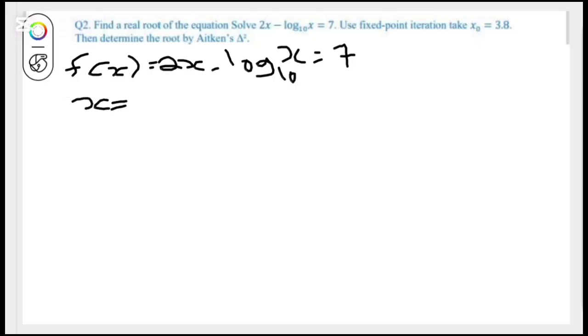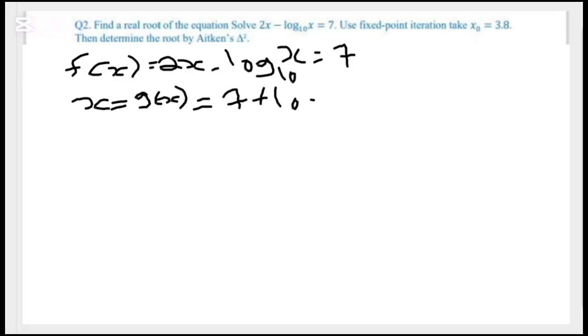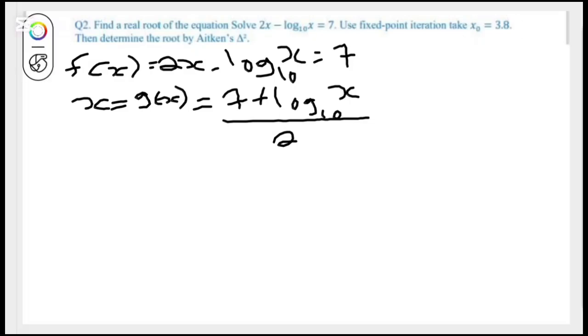So I will say g of x will now be equal to 7 plus log 10 of x, divided by 2. So the next thing that I'm going to do here is that, as I'm given x0, x0 is 3.0. So let me say 3.8.